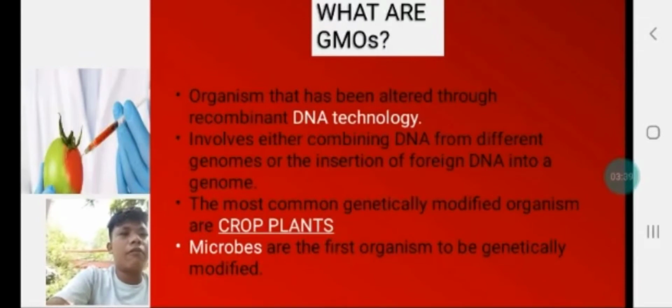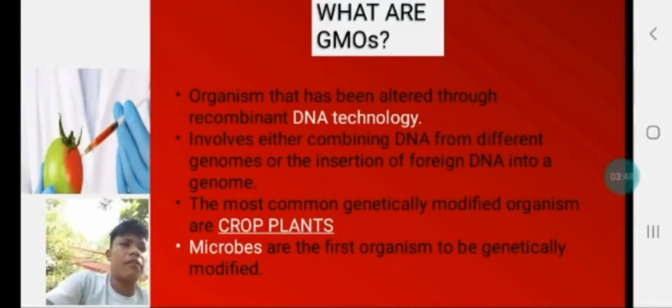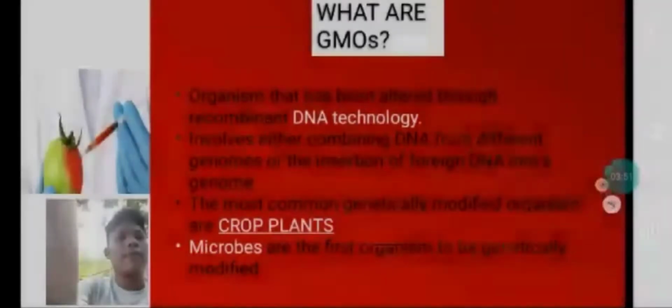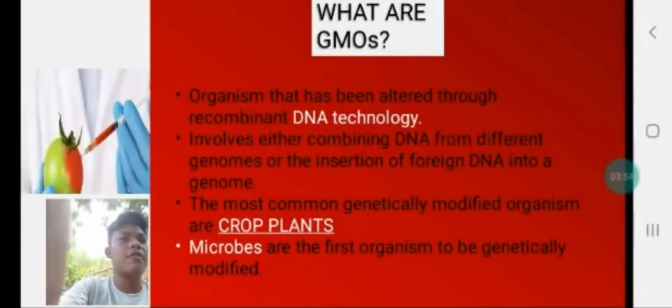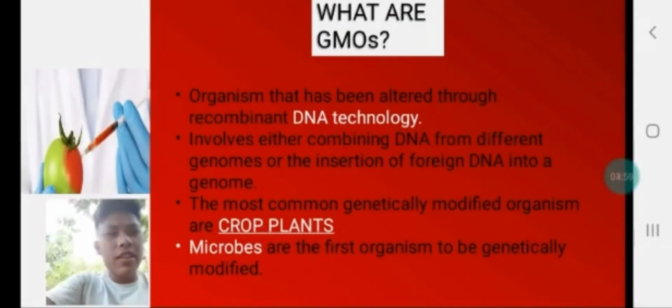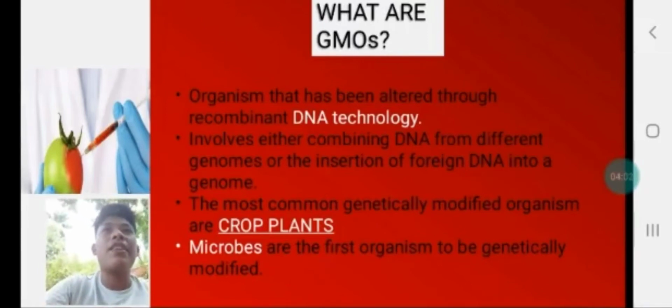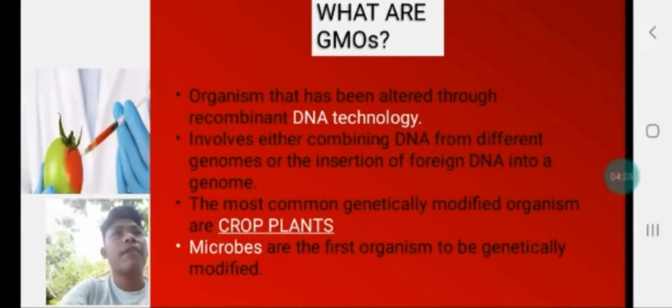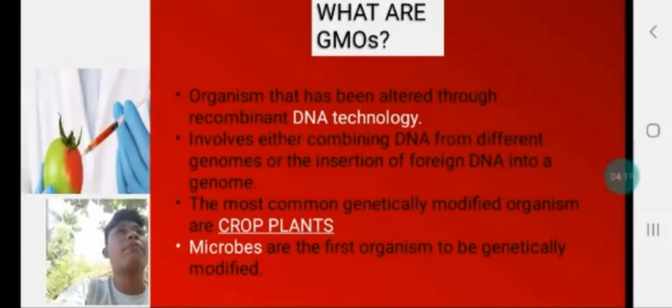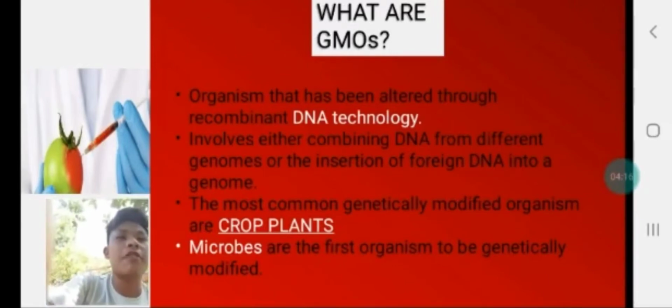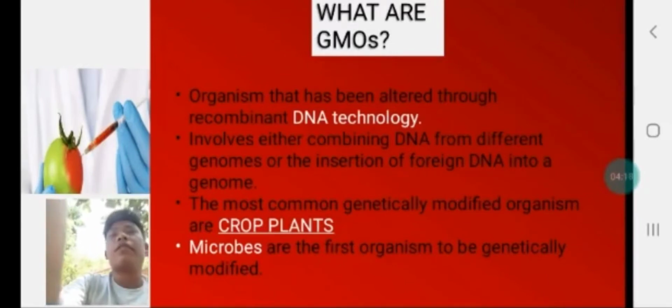So microbes are the first organisms genetically modified. Why are microbes the first organisms to be modified? Okay, so why are microbes the first organism they modified? It's because microbes are easier to modify. It's because their chromosomes are easily modified. That's why microbes are the very first organism they modified.